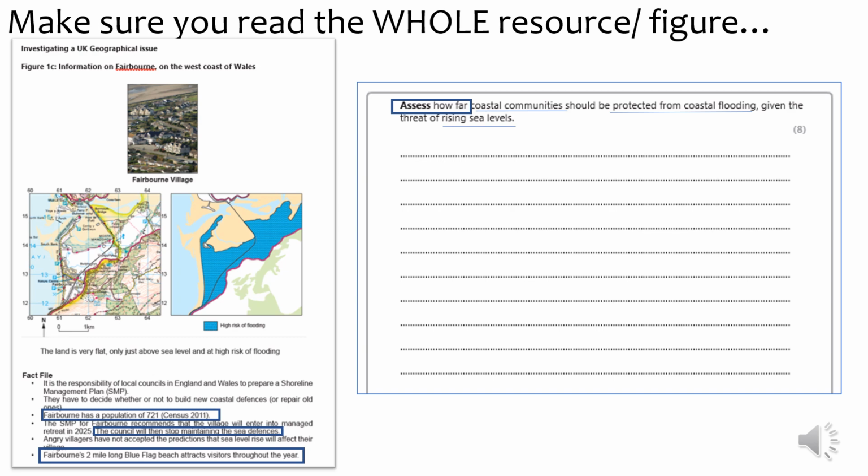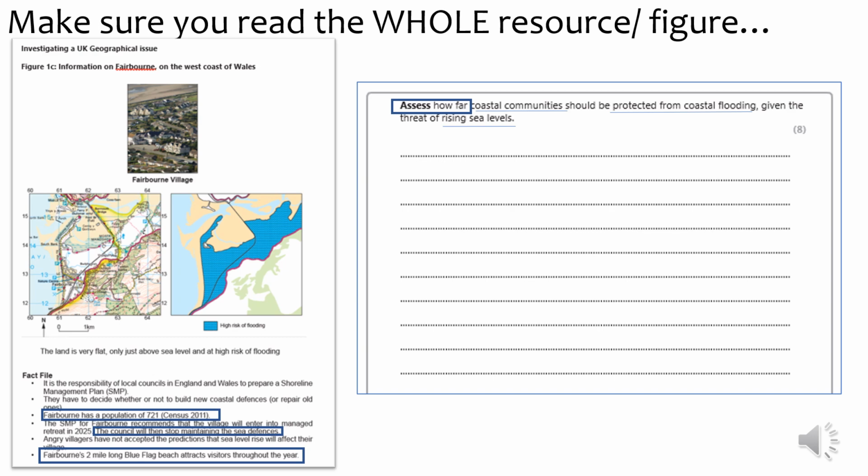So box the command word, you can see I've done that on this question, assess how far. And then UG stands for underline the geography. The geography in this question is coastal communities, protected from coastal flooding, rising sea levels. And what that does straight away is it focuses my attention on what the question is asking me to do. It cuts out all the fluffy extra bits.